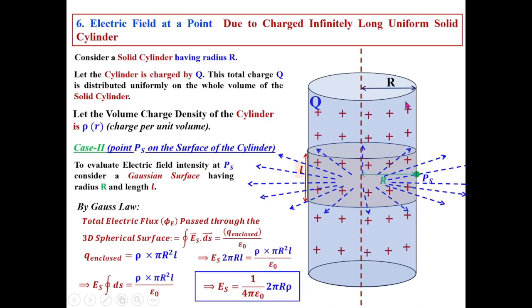Now, according to Gauss law, the electric flux passed through the 3D Gaussian surface is ES dot dS equal to Q enclosed by epsilon 0. Q enclosed means the charge enclosed by the Gaussian surface. Many times I have told, I am repeating again and again, that this charge enclosed is that enclosed by the Gaussian surface. From the figure you can see how much charge is going to be enclosed here: the Gaussian surface encloses this much portion.